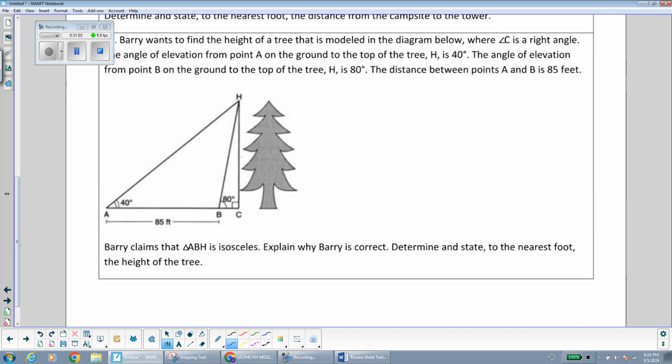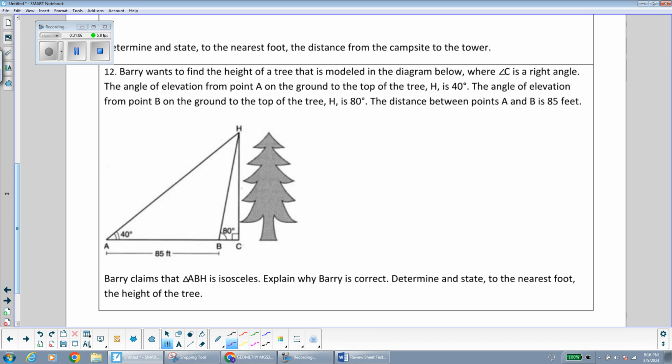One more question to go on this review sheet. Barry wants to find the height of a tree. So that's what he's looking for, the height of the tree. Angle C is a right angle. The angle of elevation from point A to the top of the tree is 40 degrees. And the angle of elevation from point B to the top of the tree is 80 degrees. The distance between points A and B is 85 degrees. Barry claims that triangle ABH is isosceles. Explain why Barry is correct.